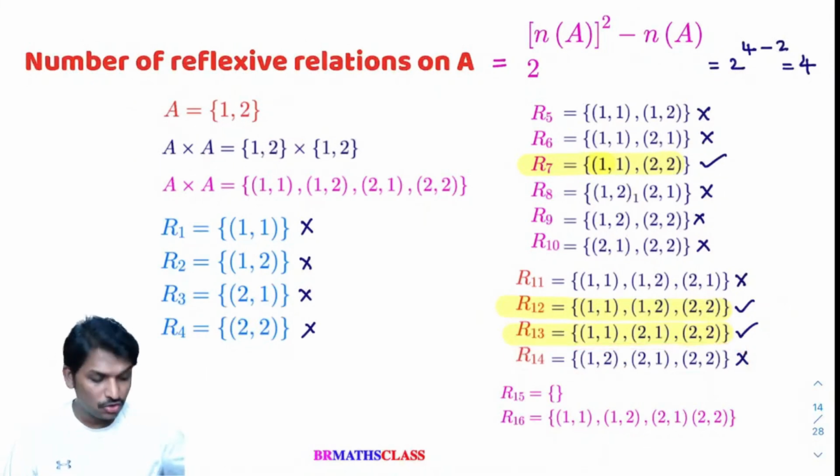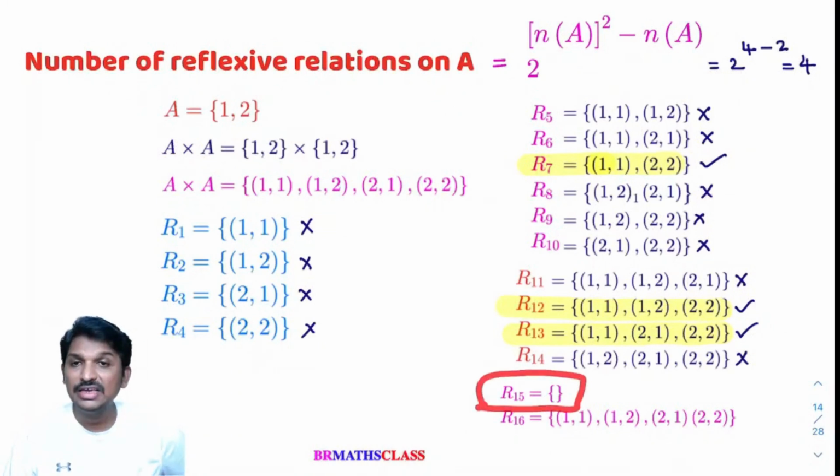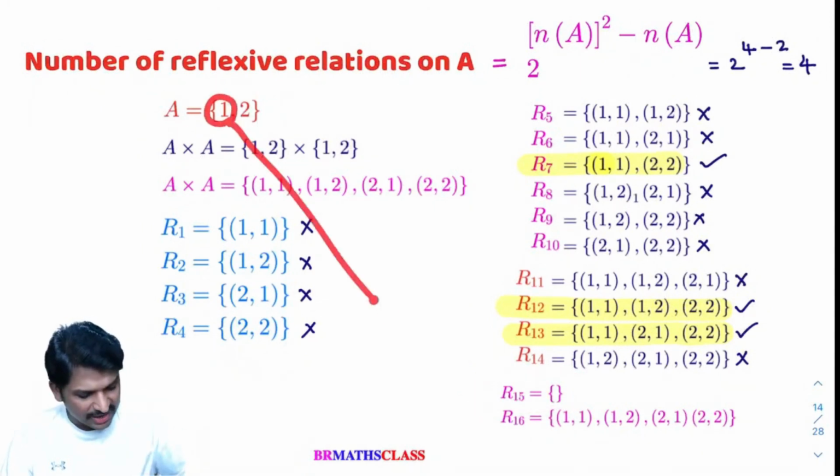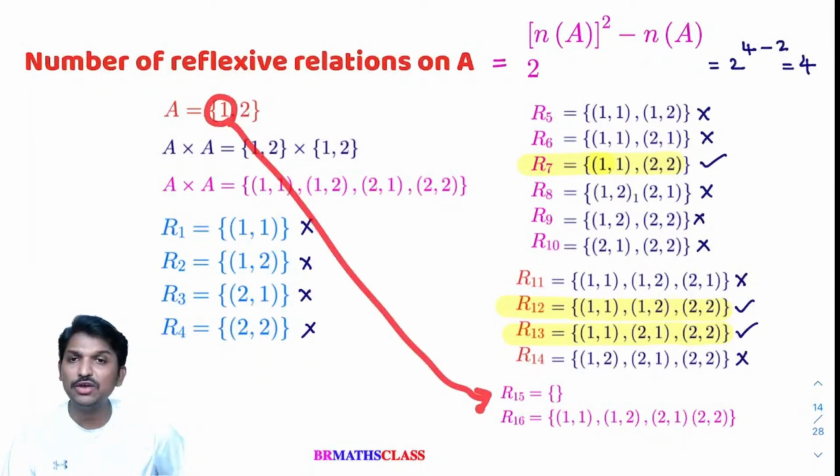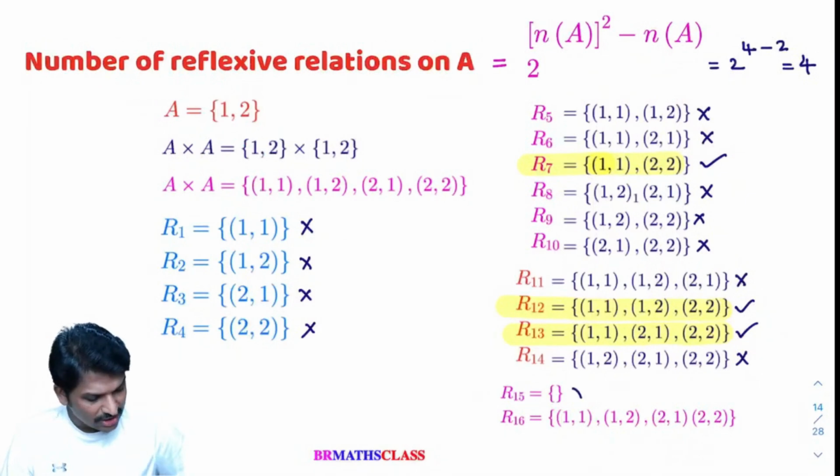Okay. Now you observe this R15. R15 is an interesting one actually. Some people will argue that this is a reflexive relation, but this is not a reflexive relation. Why? Because for every x belongs to A, x comma x must belong to this relation. You take 1 in set A, 1 comma 1 must belong to the relation. So the empty relation is not a reflexive relation.